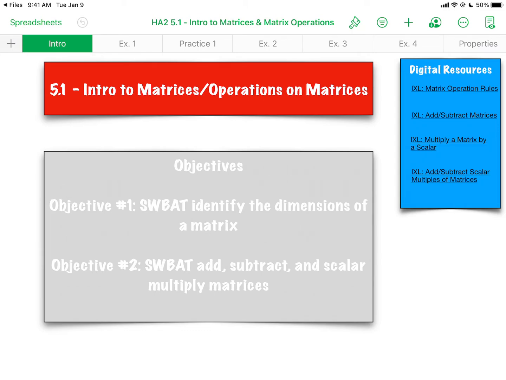All right, so objectives for this lesson. I'll just introduce what a matrix is, okay? How to find the dimensions of a matrix, and then we'll look at how we can do some addition, subtraction, and what's called scalar multiplication with our matrices, okay?